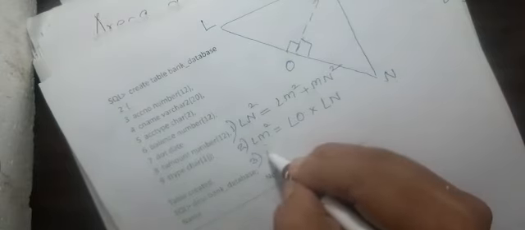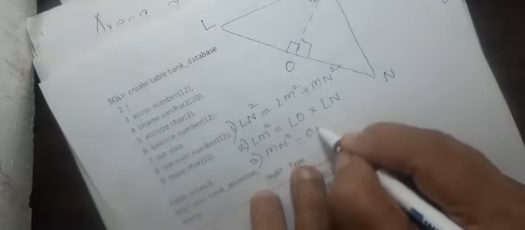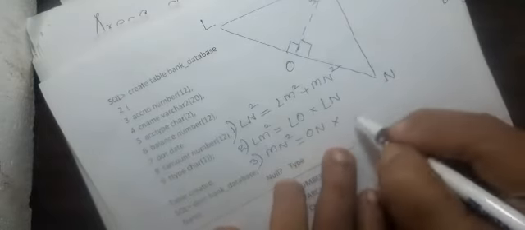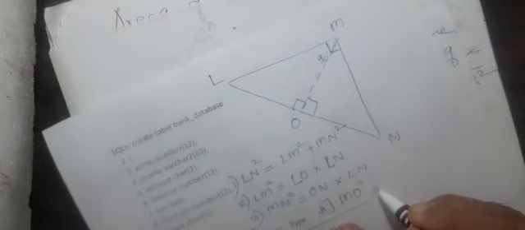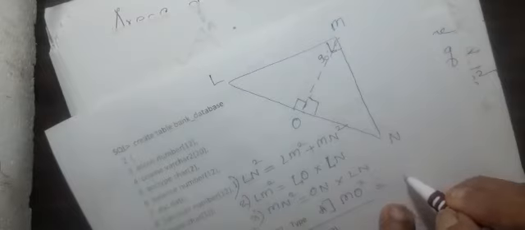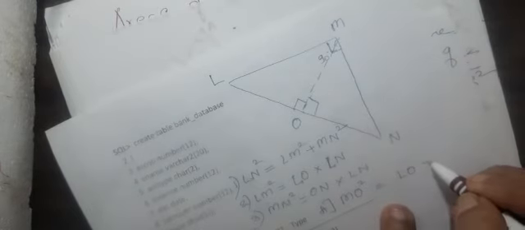Now what about MN squared in the figure? MN squared is equal to ON, its part, into LN. This is L, don't think that it is an angle or something. Then for the fourth one, I am going to write the formula for the perpendicular. The formula for the perpendicular is MO squared is equal to, or I can write OM squared also, LO into ON.